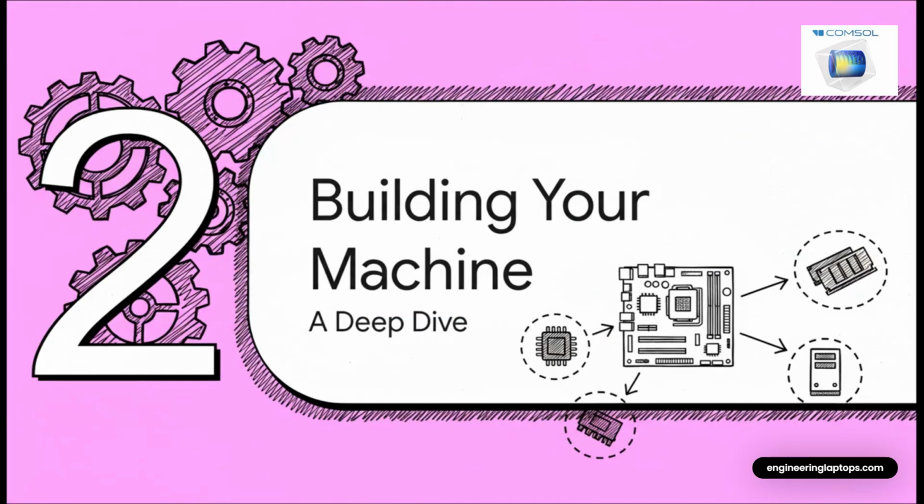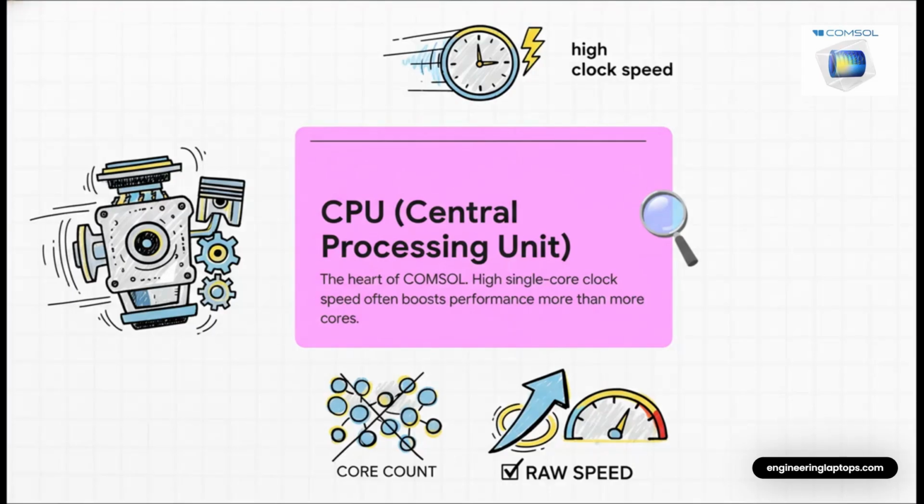All right, so let's get into the nitty-gritty. We're going to break down each of those key components one by one so you know exactly what to look for, whether you're building a new machine from scratch or just looking to upgrade your current one. Okay, first up, the CPU. Think of this as the engine of your simulation.